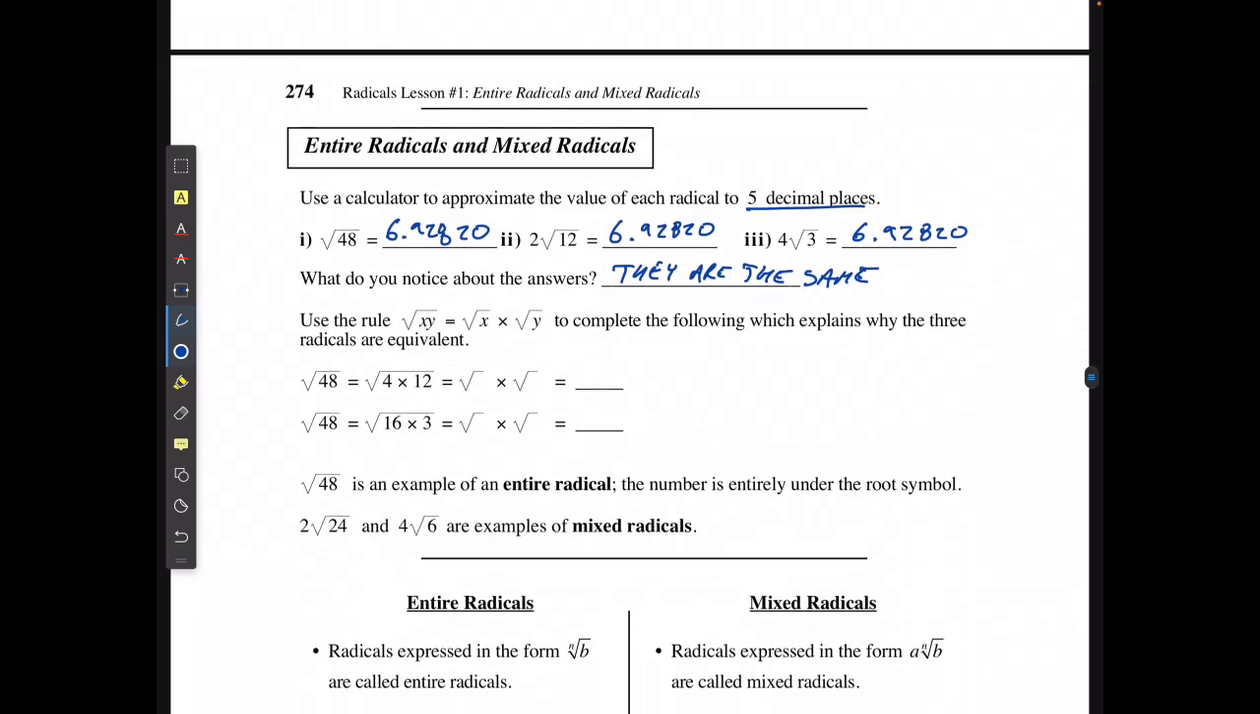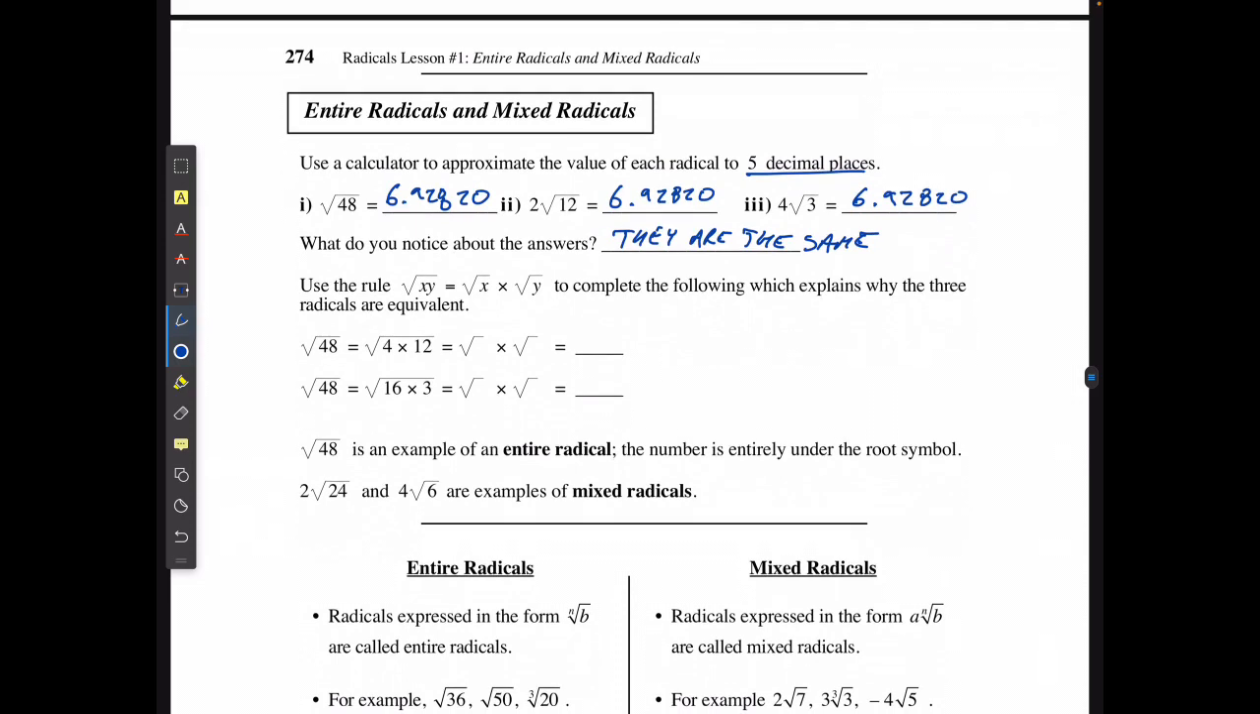So if I use the rule where I know that the square root of x times y is the same as the square root of x times the square root of y, all we do is say, well, 48 I can split up into 4 times 12, two factors, which would be the same as the square root of 4 times the square root of 12. The square root of 4 is just 2. I can actually solve that times the square root of 12. And that's how I got from the square root of 48 to this one.